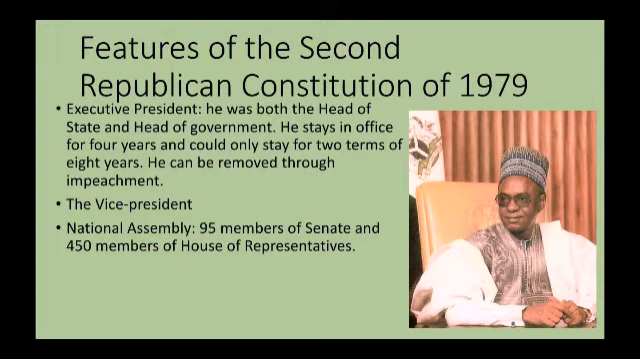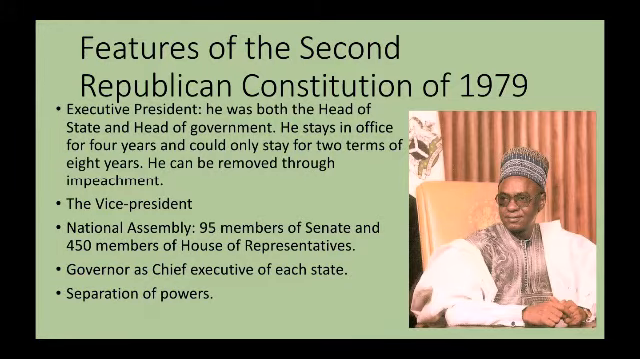So it was a bicameral constitution, a bicameral legislature. We also have another feature, which is that there were governors at each of the various states. These governors were the chief executive of each state, and the governors had deputy governors in their various states. Also, there was the principle of separation of power. Of course, this means that there were checks and balances between the legislative, executive, and the judicial arms of government.